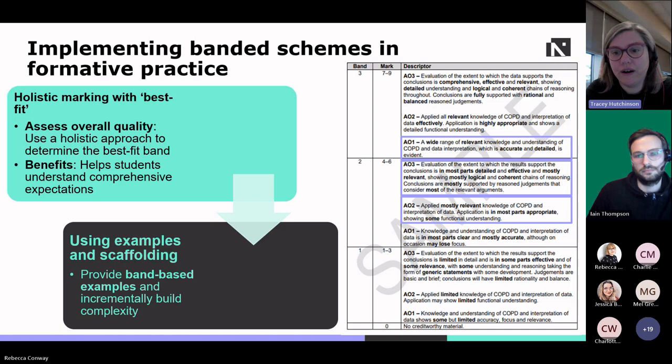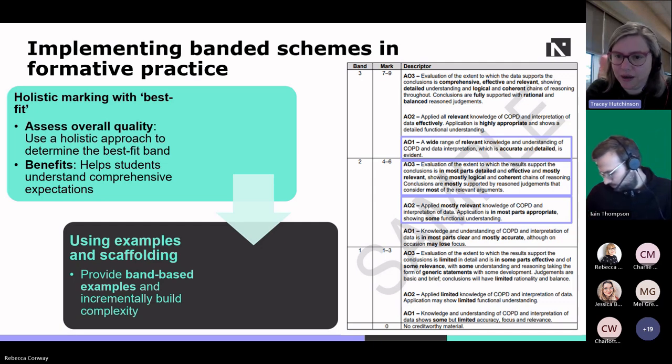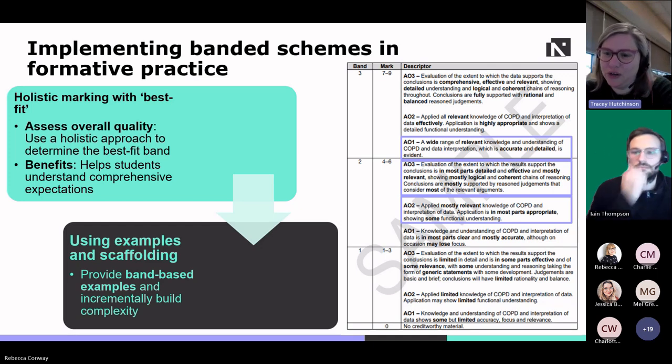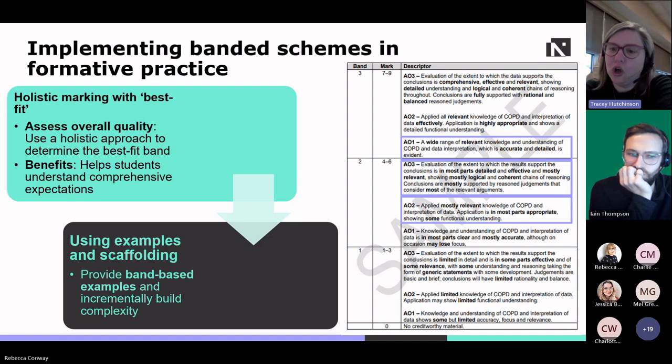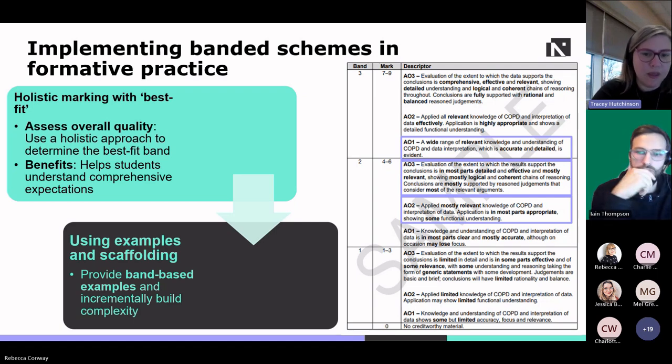You may consider giving the student 5 marks, say if they haven't completely met all the criteria of the AO3. So was it for the most part detailed, effective and relevant? However, maybe they weren't mostly logical and coherent. Maybe that was only in some parts, or it was generic. That way, if they didn't reach the whole AO3 points, I would then give the student 5 marks. So really understanding how to utilize the banding and helping your students understand it can really help you scaffold and support your students through this.